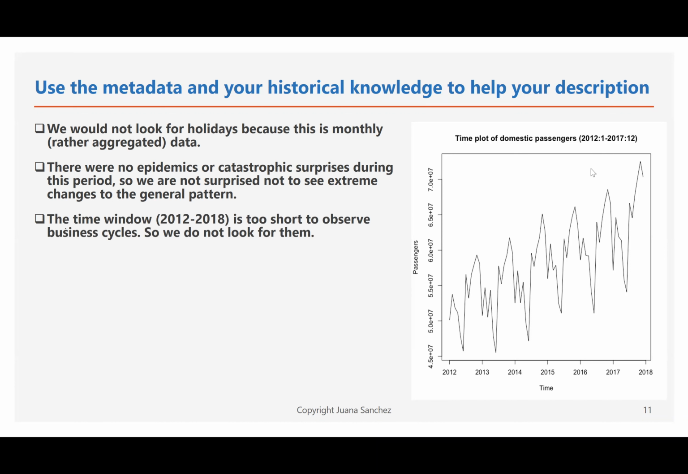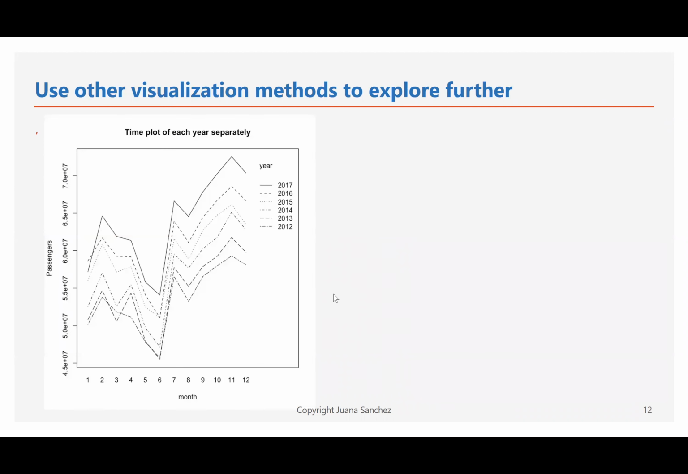And the time window is too short to observe business cycles. These are periodic increases and decreases in economic and sociological variables that occur over time, and they are usually 4 to 5 year cycles. So we do not look for them here because the period is too short.